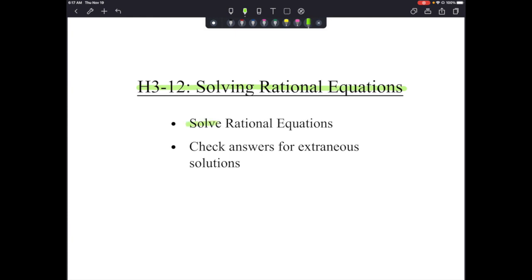So our two objectives, basically: to solve rational equations, and the second one would be to make sure we're checking our answers for extraneous solutions. Now, we did do some of this in chapter 1, so it should look familiar to you. We just didn't do as many algebraic fractions. Let's get started.